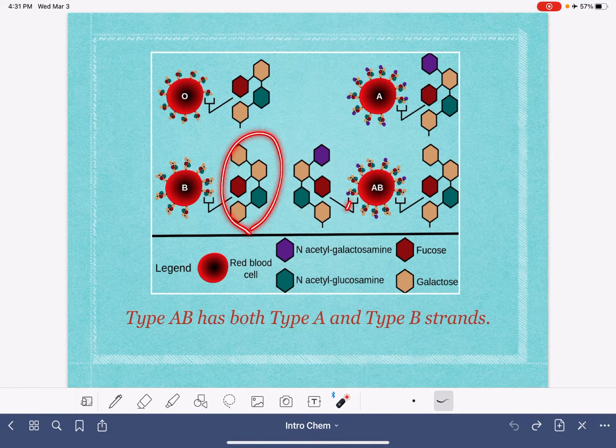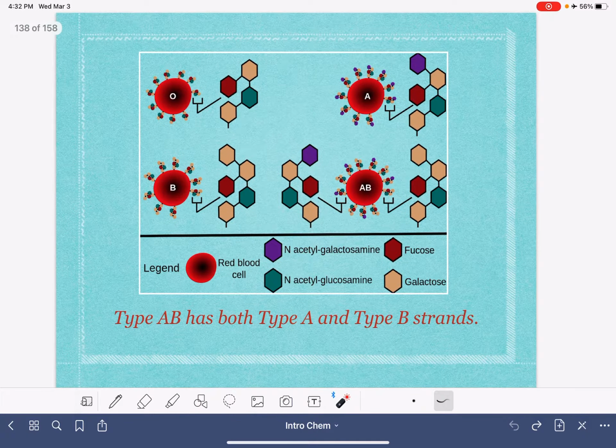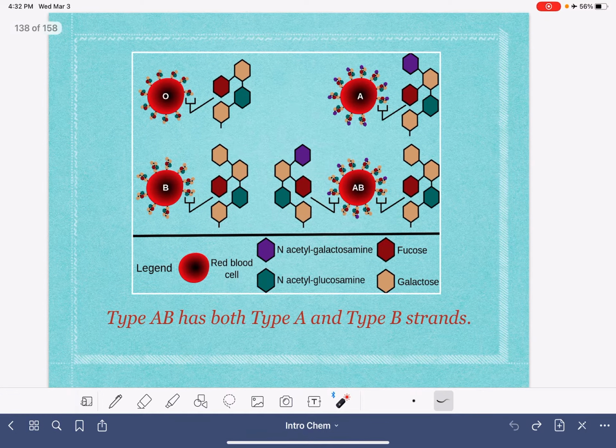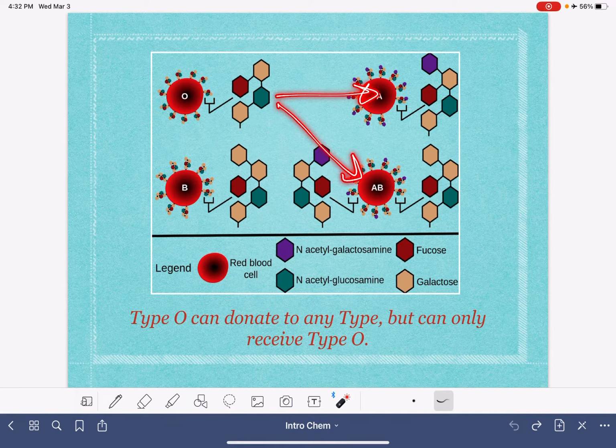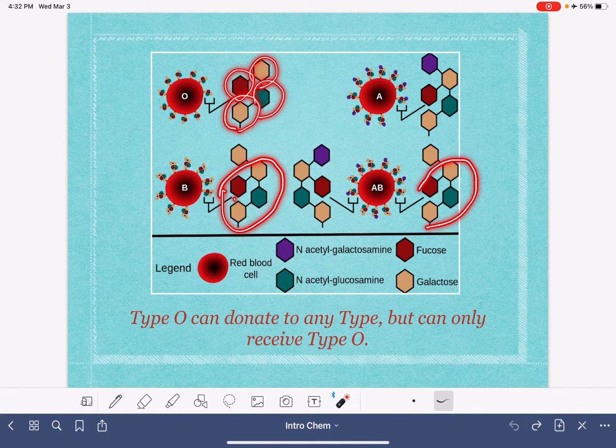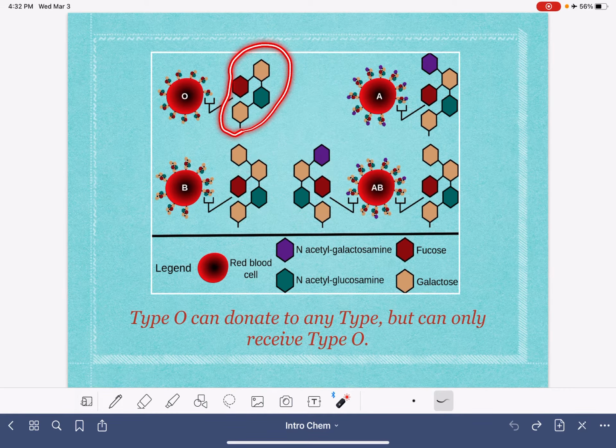The differences in the monosaccharides that are attached to the surface of our red blood cell create compatibility or incompatibility between the different blood types, which is a factor when somebody is donating or receiving blood. If you have type O blood, you can donate your blood to any other type, any person that has any other type of blood. This is because the pattern of carbohydrates on the surface of type O is also present in all other types of blood.